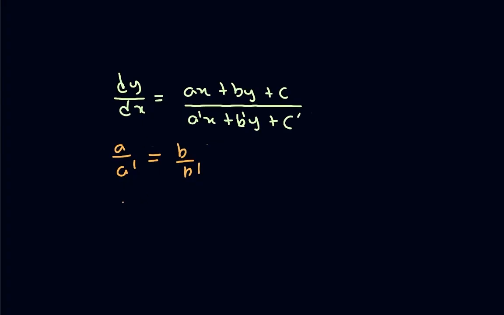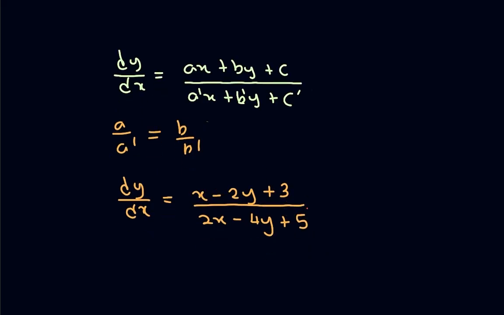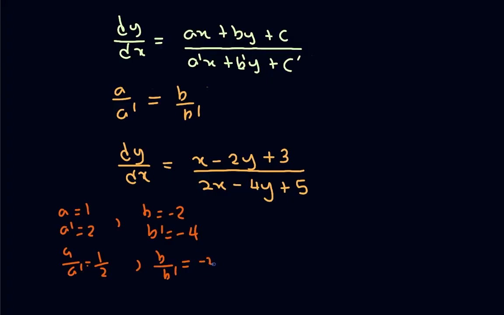Let's consider an example. dy by dx equals x minus 2y plus 3 divided by 2x minus 4y plus 5. You can see that this is not a homogeneous differential equation because of these constants. If those are not in here, then this is homogeneous. Now if we consider the ratio between the coefficients of x and y, you can see that it is equal. a here is 1, a dash is 2, and b is minus 2, b dash is minus 4. So this is half, and b over b dash is also equal to half. Therefore the ratio between these two is equal.